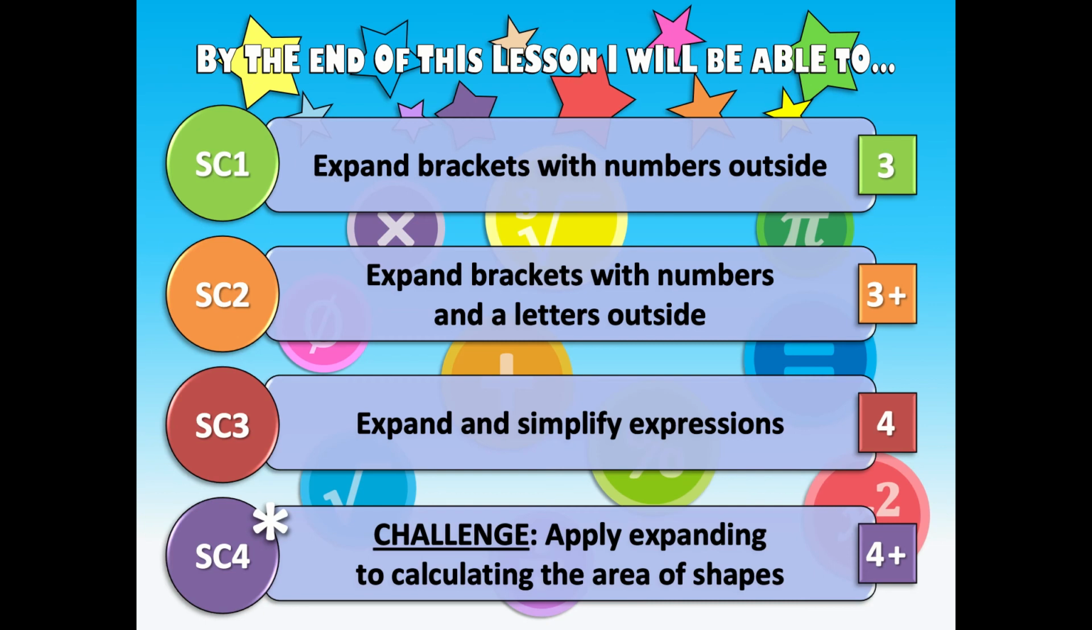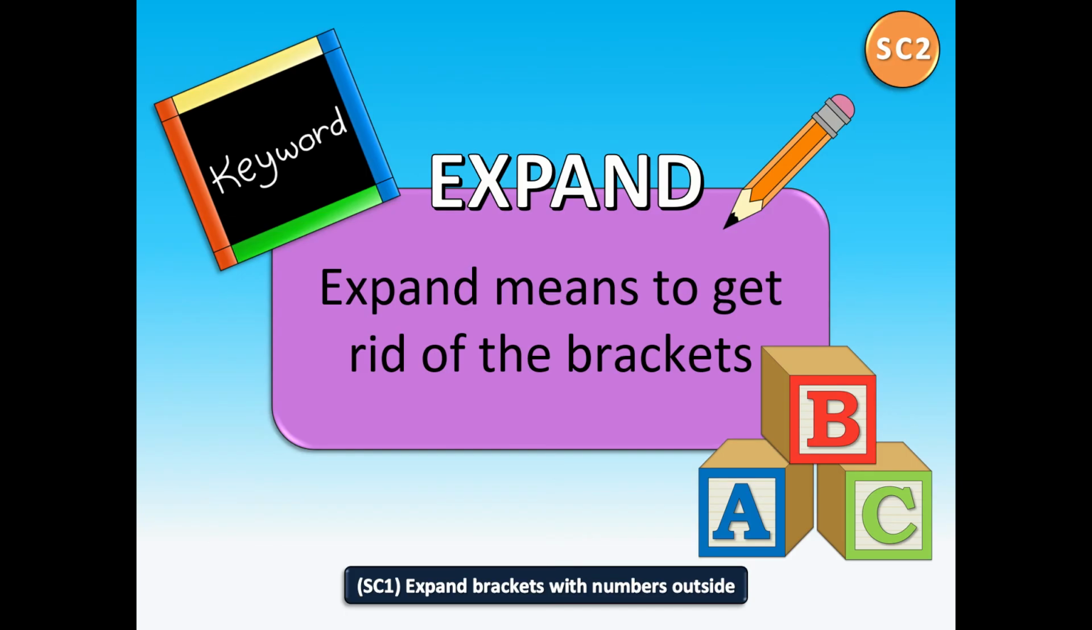So we've got 4 success criteria, and the first one is to expand brackets with numbers on the outside. So expand means to get rid of brackets. We times everything on the outside of the bracket by what's inside the bracket.